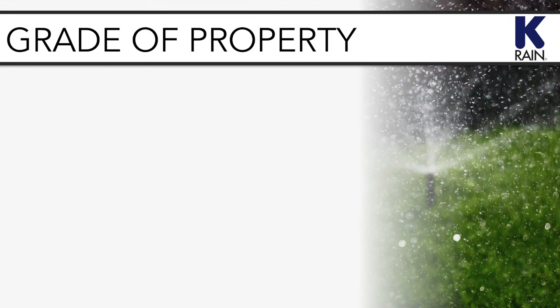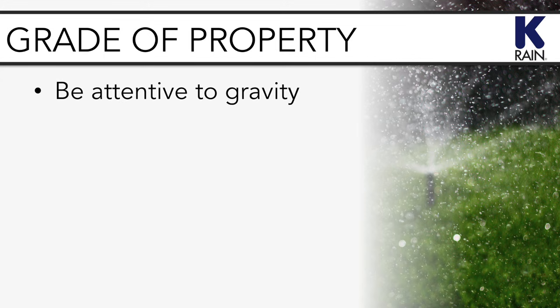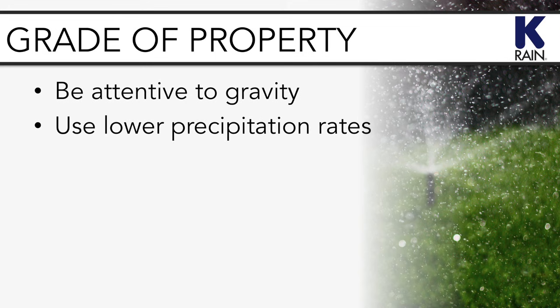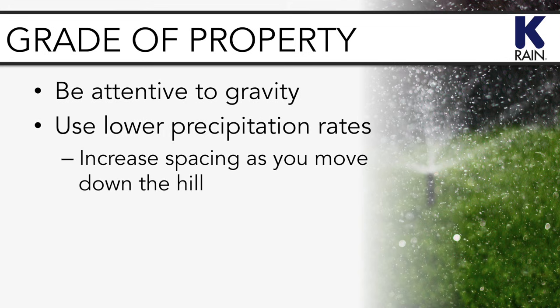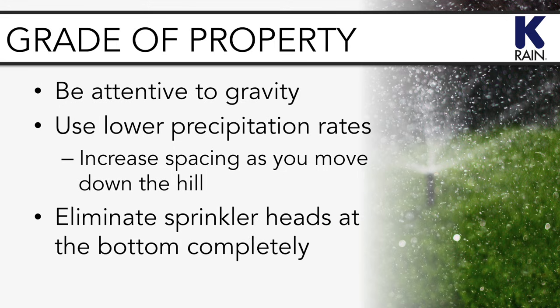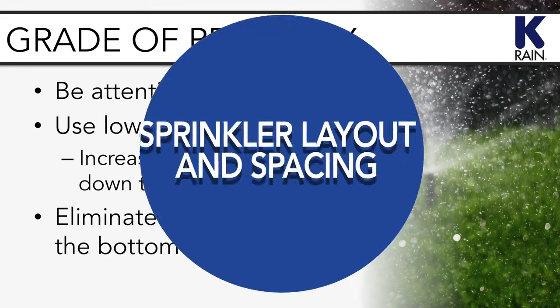Another important consideration is the grade of the property. When watering on slopes, you need to be attentive to the effects of gravity and potential problems with runoff. So it is important to use lower precipitation rates and either increase spacing as you move down the hill or eliminate sprinkler heads at the bottom altogether.